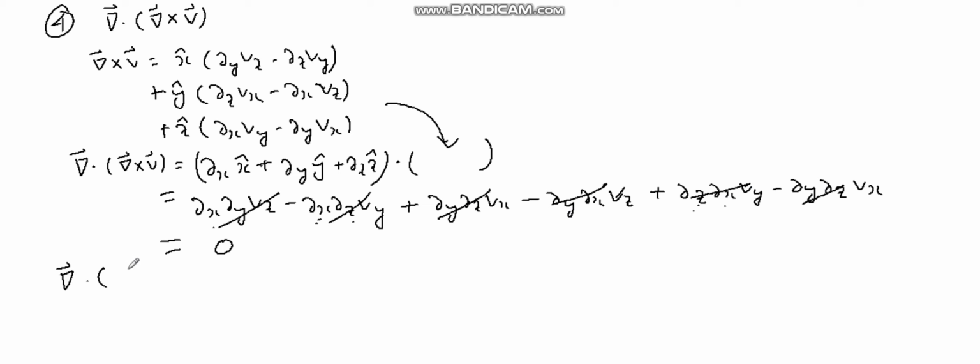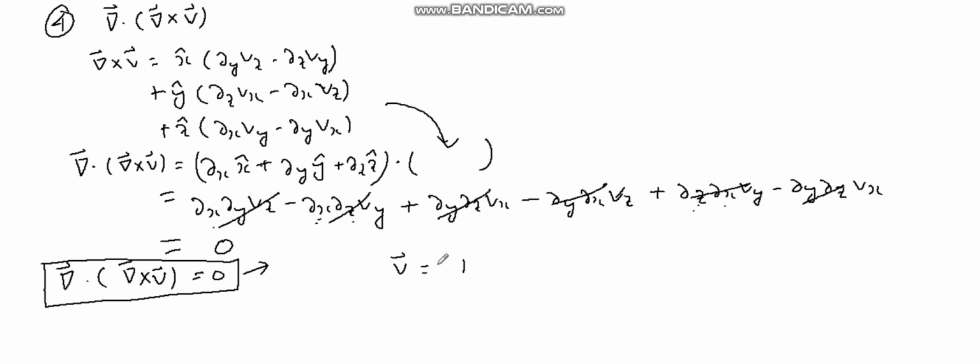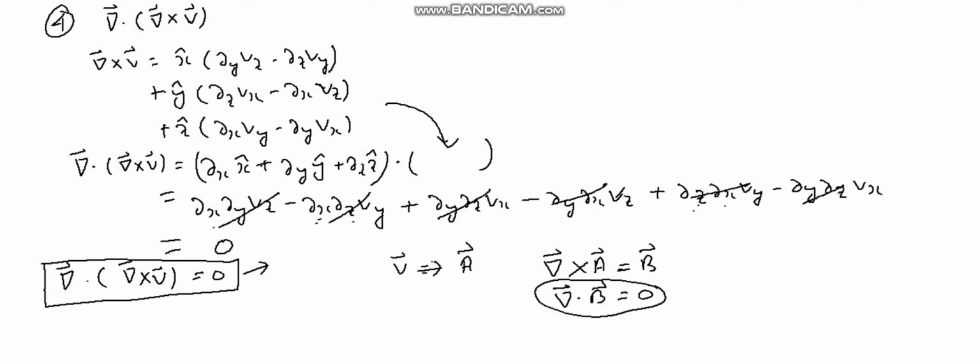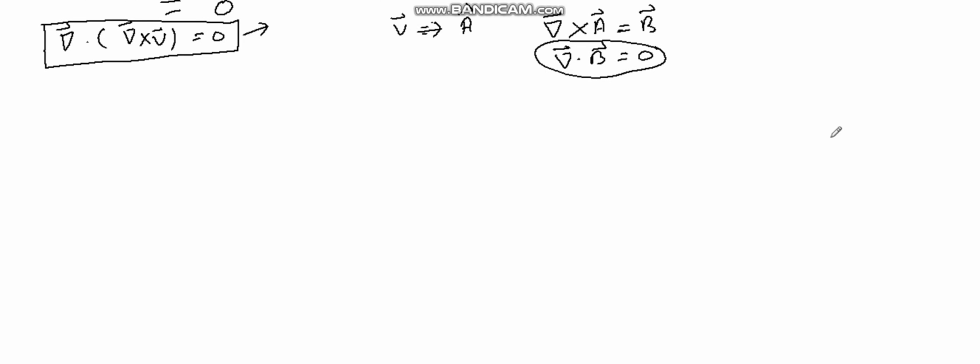So the divergence of a curl is always going to be 0 no matter what the value of v is, and it also has a very important role in magnetostatics. Here, instead of v, we'll take the vector potential A, and del cross A is B, and taking del dot B is 0, which says that magnetic monopoles don't exist. We will see it in the magnetostatics course.